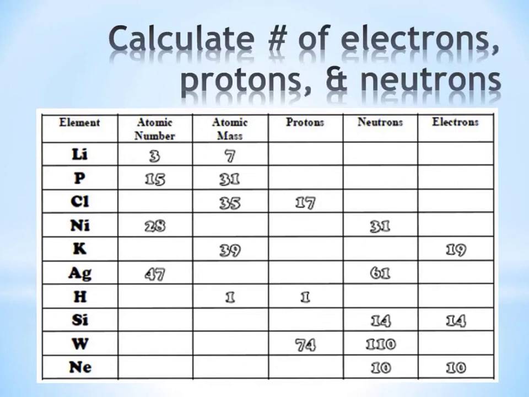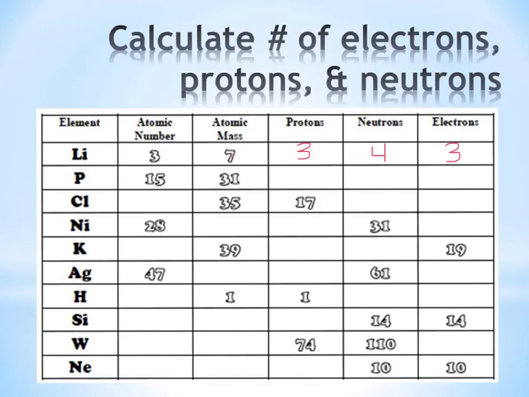So lithium has atomic number 3. And we already said earlier that atomic number is the same as the number of protons, so I can go ahead and write 3 here. And in a neutral atom, it is also the number of electrons. So I can put 3 here. But in order for us to determine the number of neutrons, we have to take 7 minus 3, because it's the atomic mass minus the atomic number, and the number of neutrons should be 4.